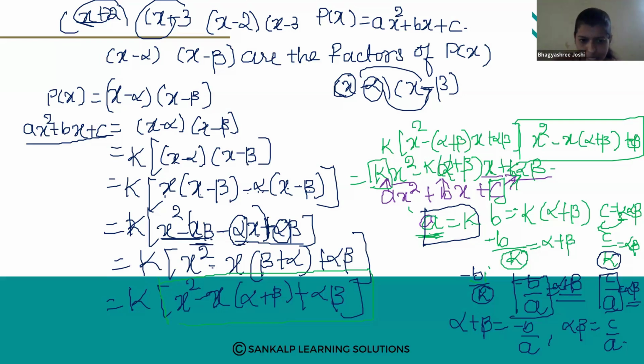Observe these two terms, x into beta and minus alpha into x, or you can call it x alpha. What is common between x beta and minus x alpha? x is common. So I will take x outside. What remains in the bracket? Here beta, minus and minus, minus into minus, it is plus, so alpha plus beta, and alpha beta as it is.